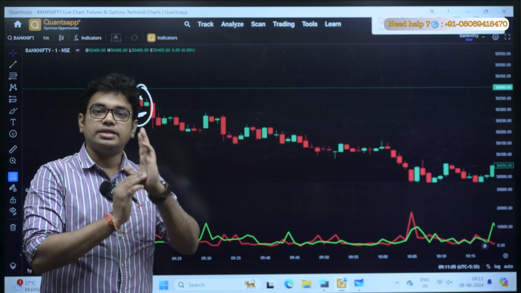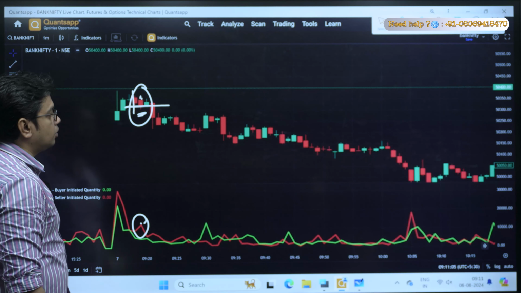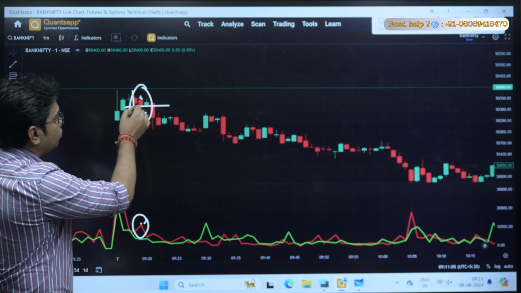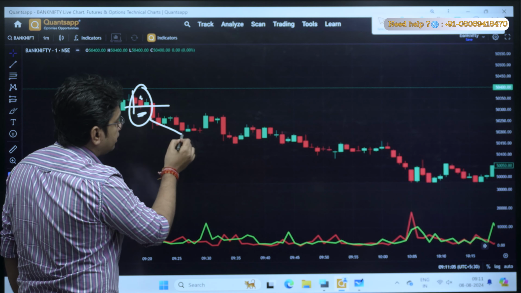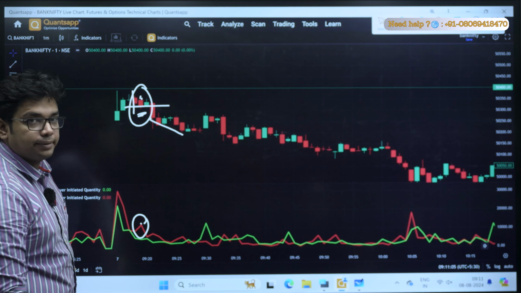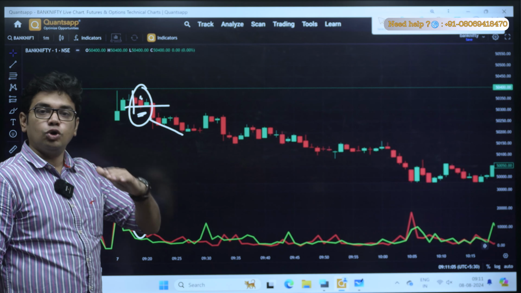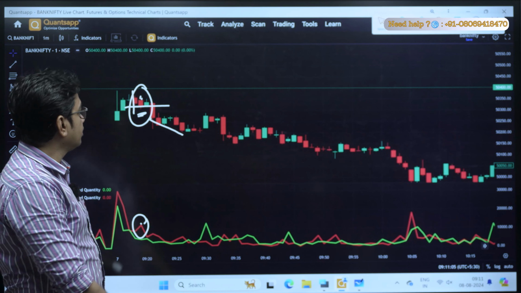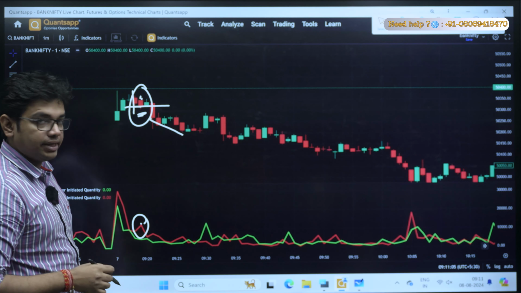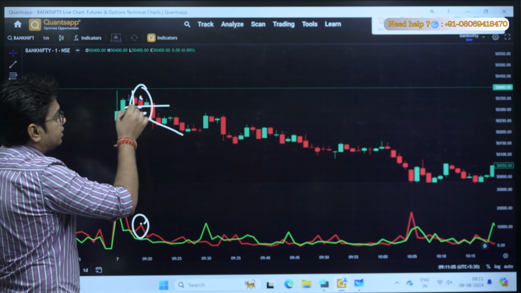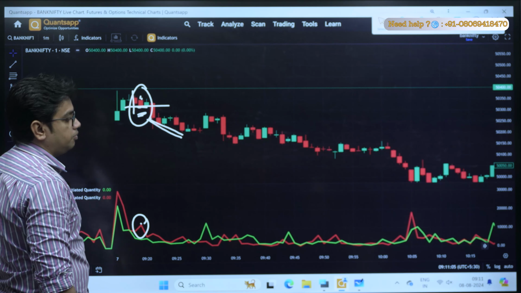The sellers are more as compared to buyers. I will mark the lowest price. Whenever that lower price is broken, I will initiate the trade and book a few points. Whenever the closing price of the red candle, in which the sellers are more and the red spike is there, is broken, I will initiate the trade and get a good number of points.